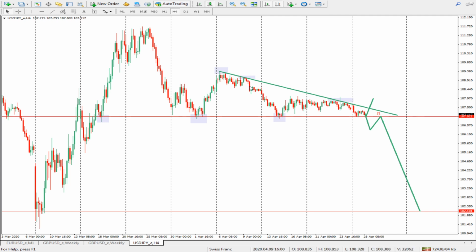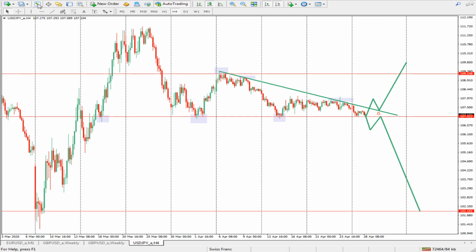These are the only two possible scenarios. The price may fail to go below that support and then continue to the upper side, or it may break below that support and then continue to the lower side up to the next level, which is this one. So we'll move forward.